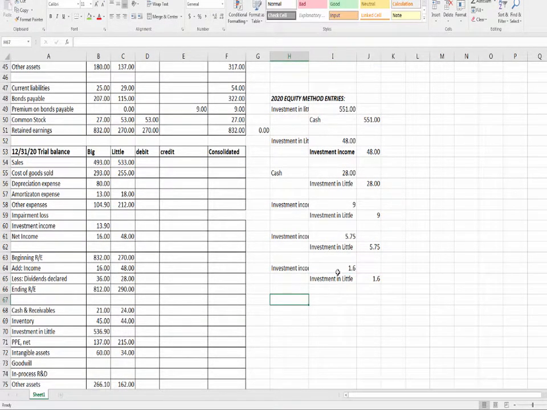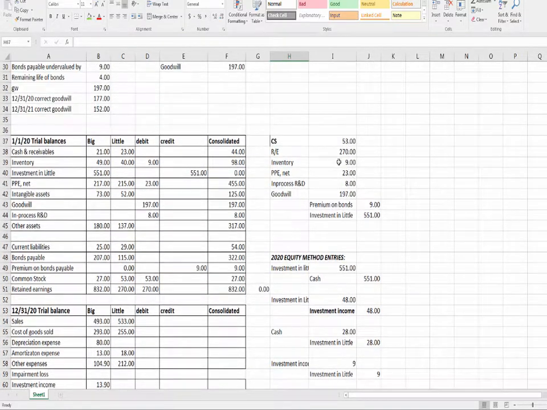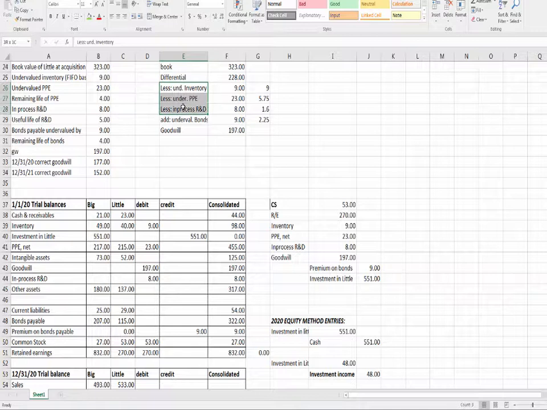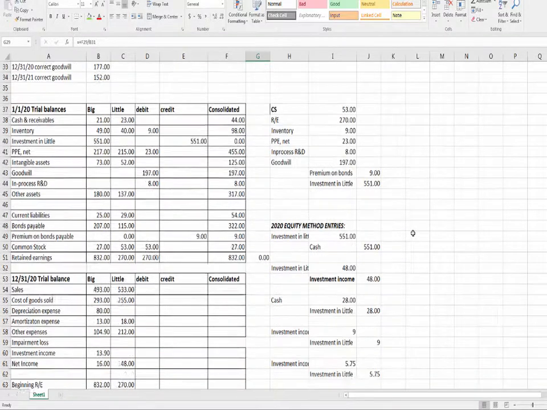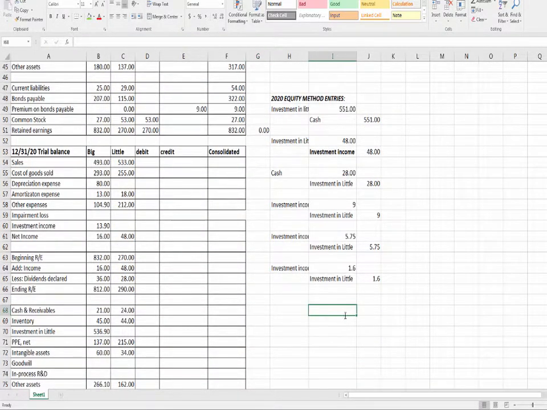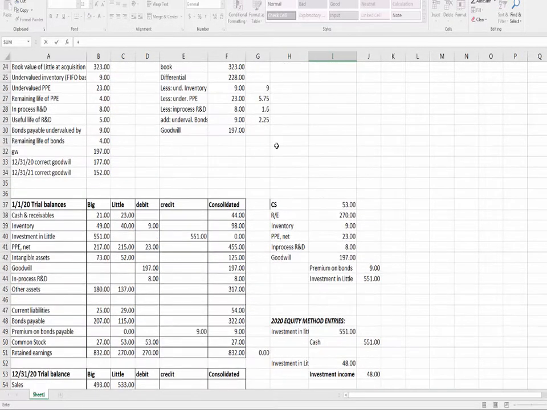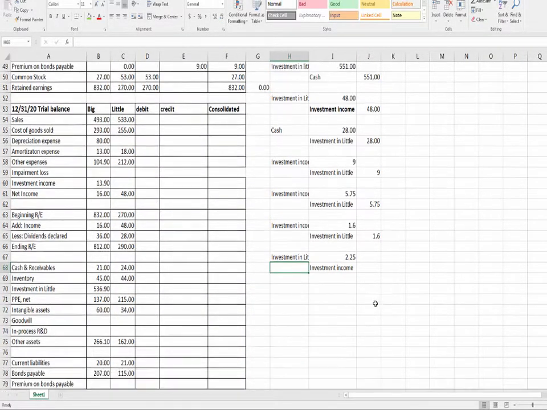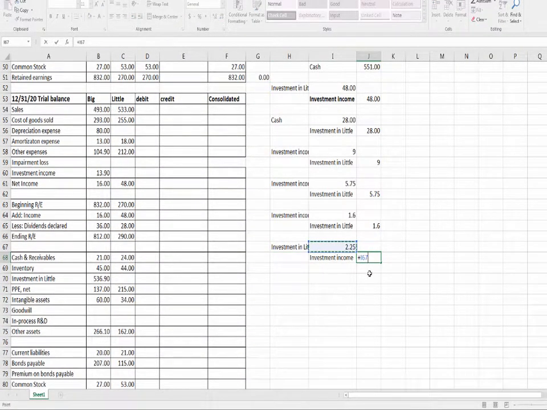Okay, and then finally, the undervalued bonds payable. If these undervalued assets, which we subtracted, end up reducing our investment income, then it seems reasonable that an undervalued liability, which we added, is going to increase our investment income. So we're going to increase our investment income by $2.25. So a credit to investment income and a debit to investment in Little. And again for that amount right there.